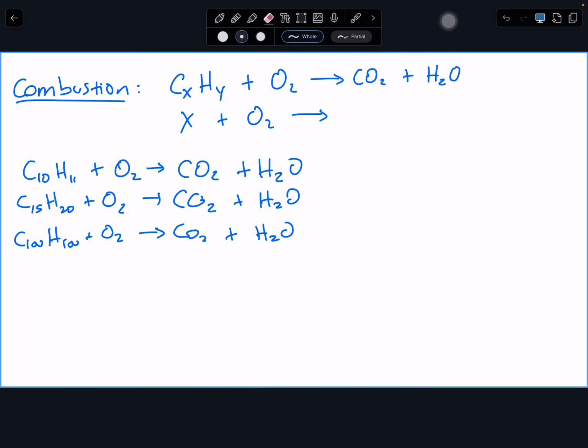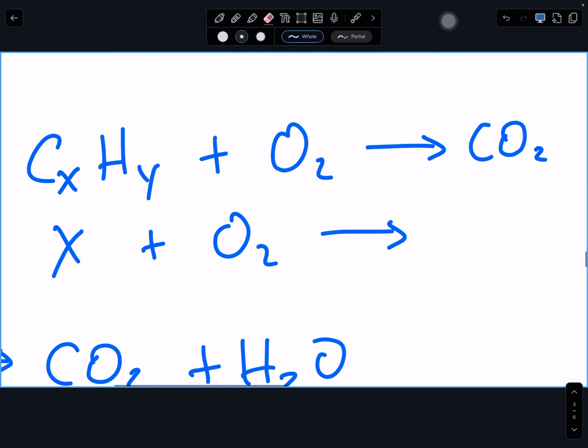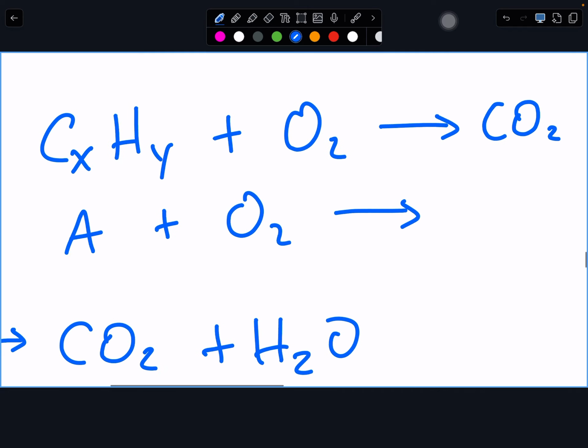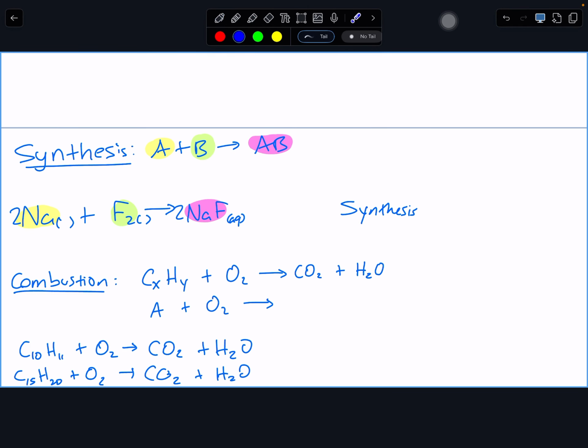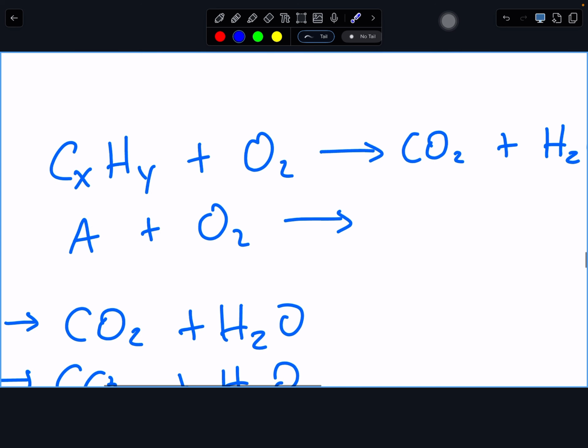Another type of combustion can be whenever I just have an element. So this is just a plain element. Let me just put A instead. So plain element with oxygen. Yeah, A is better. So then plain element, A and B. Plain element with oxygen, that's just what? Synthesis. That's synthesis. This A plus O2 is synthesis, and combustion. Both.